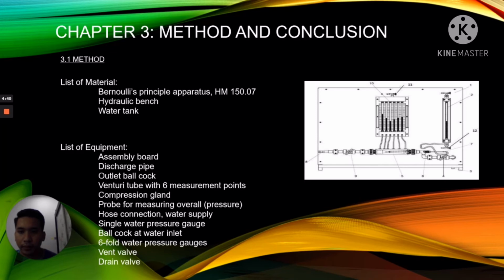So I'm going to present the method, procedure, and the conclusion. For the method, there are two lists: the materials and the equipment. The list of materials has three items, which are the Bernoulli's principle apparatus, hydraulic bench, and water tank. Next is the list of equipment.